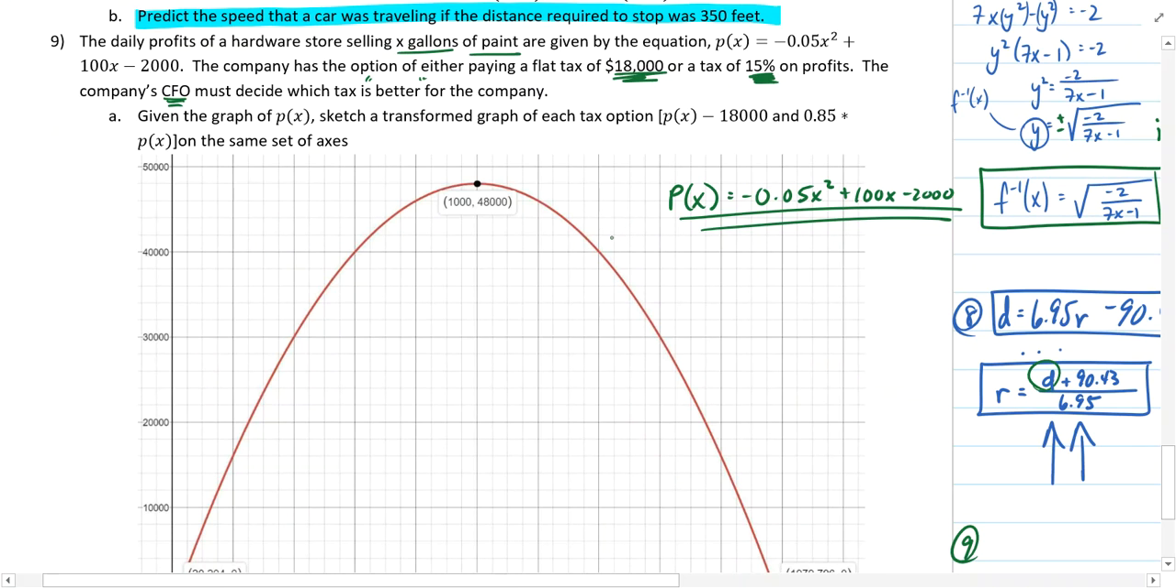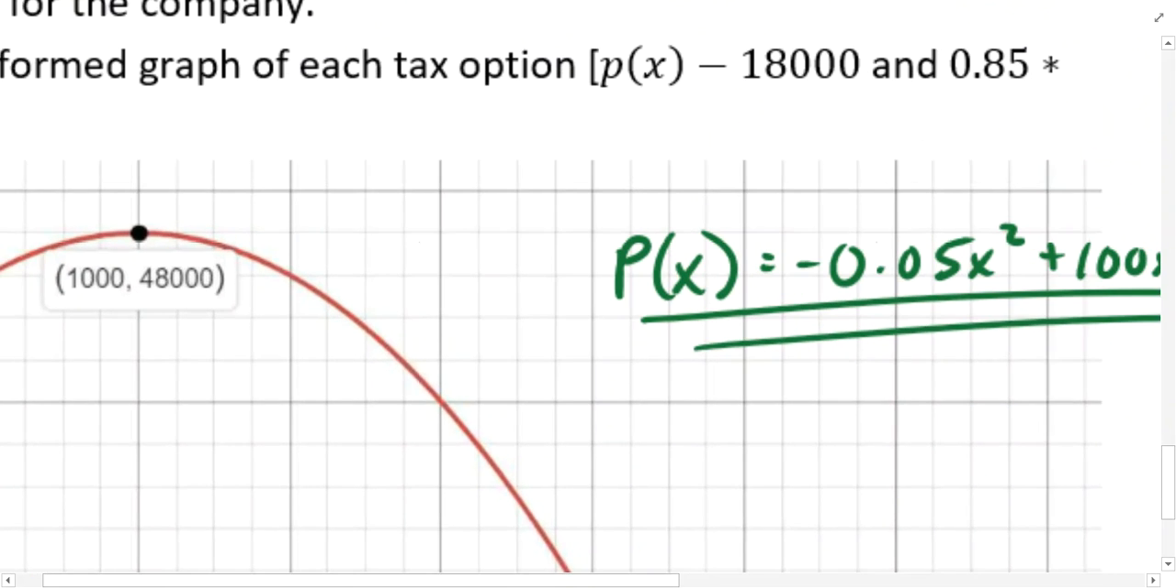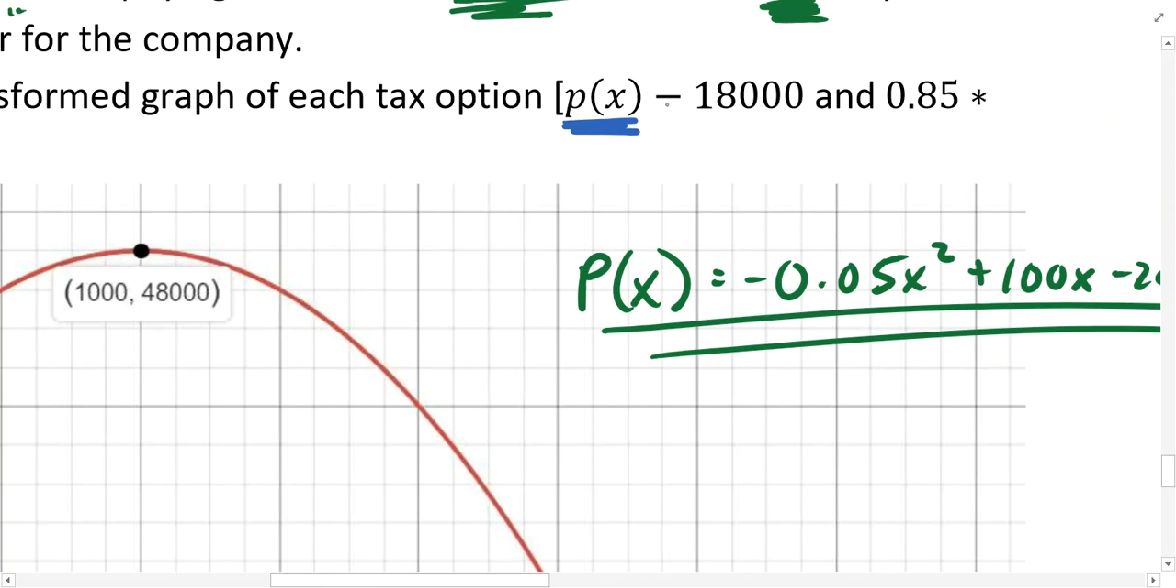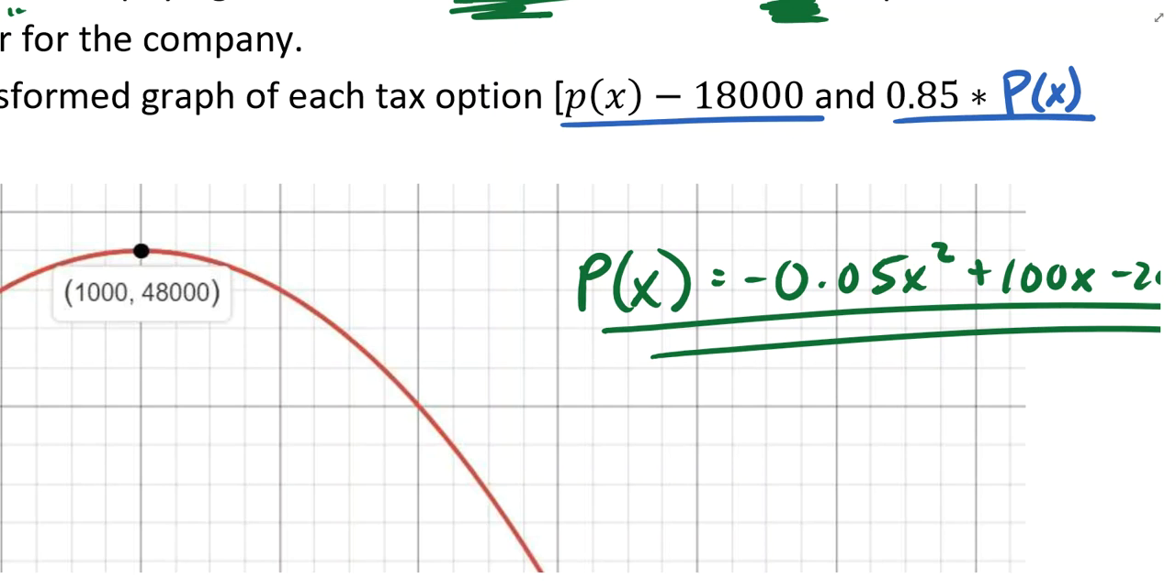So here we go. If we were to apply a flat tax of $18,000, then our profit is simply reduced by $18,000. Whatever our profits were at any given number, we simply subtract $18,000 from that, and that's our profit. If we were to choose the 15% tax option, that means we get to retain 85% of our profits, and so we could multiply 0.85 times P of X. If you look at these two expressions, they certainly do look like some sort of transformation. So what happens in each?